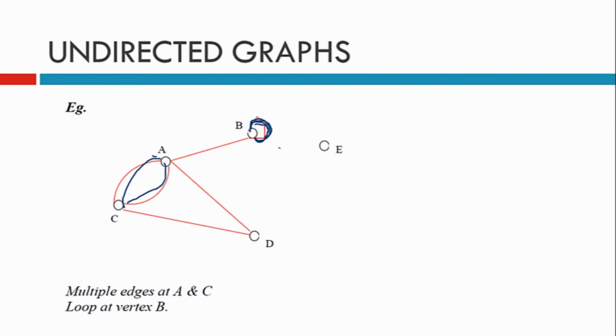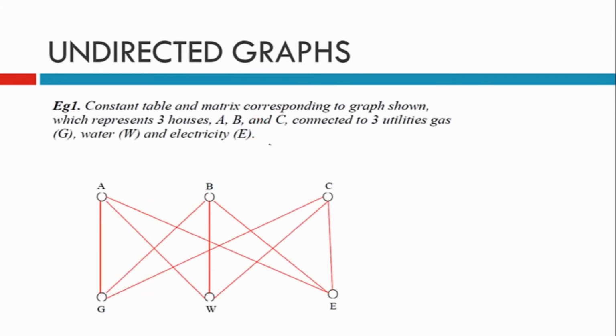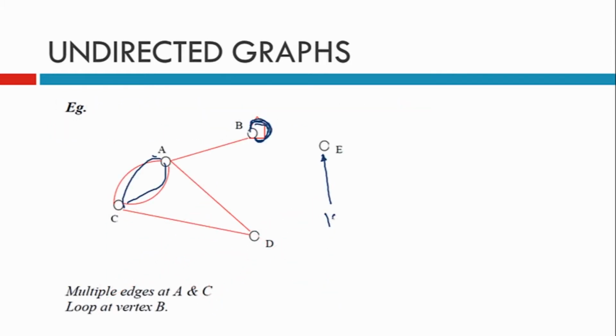Okay, and E is sitting all the way by itself there with nothing that connects to it. You'll realise later on that this is called an isolated vertex. I'll just write that one down. This is called isolated. Okay, so isolated vertex.